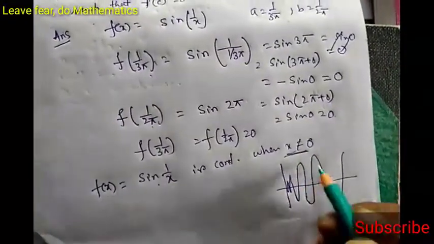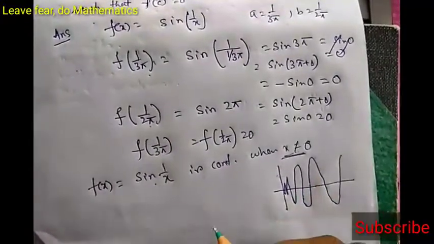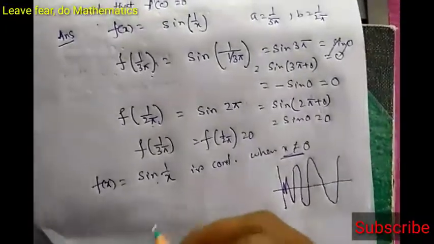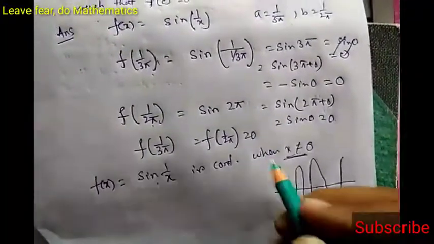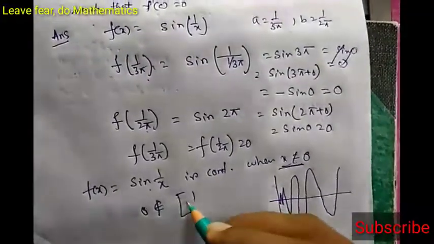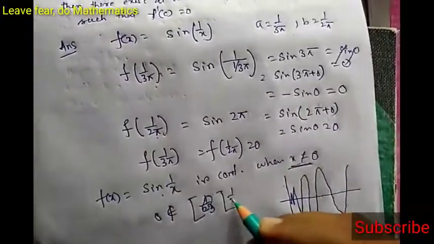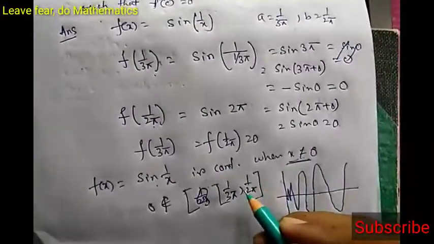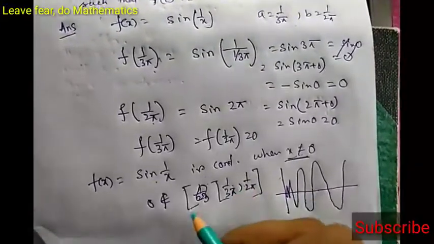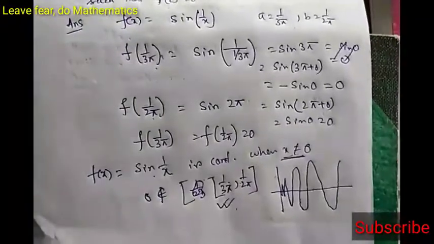Clearly this graph is also differentiable, because in the graph there is no sharp tip. So this is a differentiable curve. We know this because 0 does not belong to the interval 1 over 3 pi, 1 over 2 pi. So in this interval, the sine function is always continuous and differentiable.